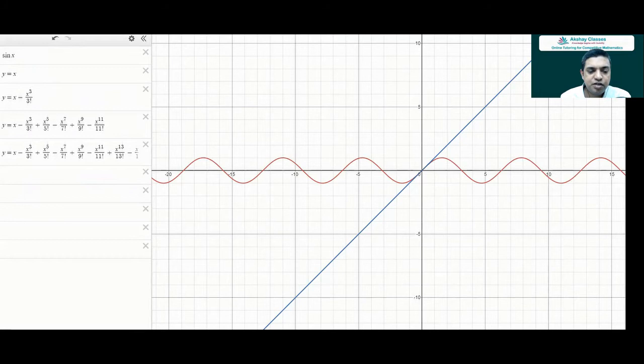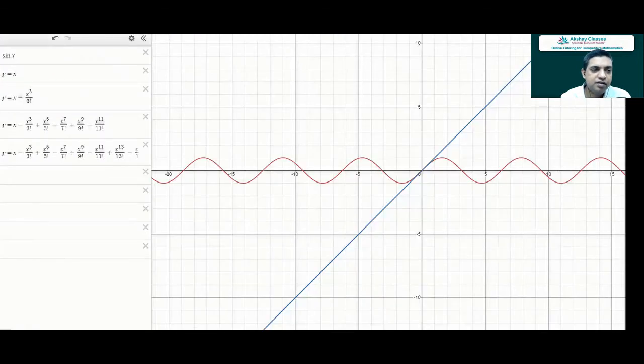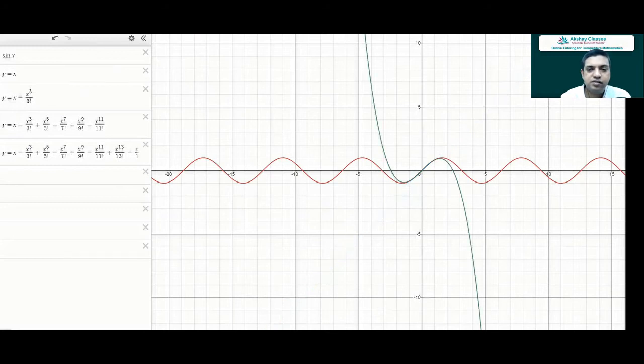Now, when I choose two terms, x minus x cubed by 3 factorial, this is the approximation. Because it is just two terms, it's a cubic function, so it will have a graph like this. So close to 0 and nearby 0, sin x and this curve are matching. And away from 0, less than minus pi by 2 and greater than pi by 2, there is a lot of difference. The two curves diverge.